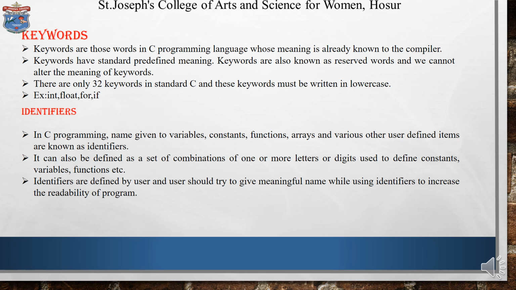Next one, identifiers. Any variables, constants, functions and arrays are called identifiers. You can also define it as a set of values. It means we can create it from one or more letters or one or more digits. That is the identifier. Identifiers are defined by the user, so you should try to give meaningful names. For example, suppose you make an employee-related program, you should give identifier names like employee name, employee ID. This is very easy for the user to understand. So you should try to give meaningful names.